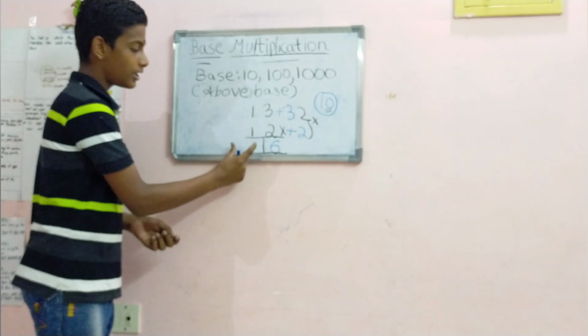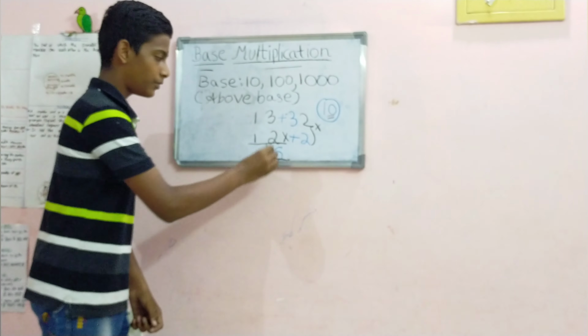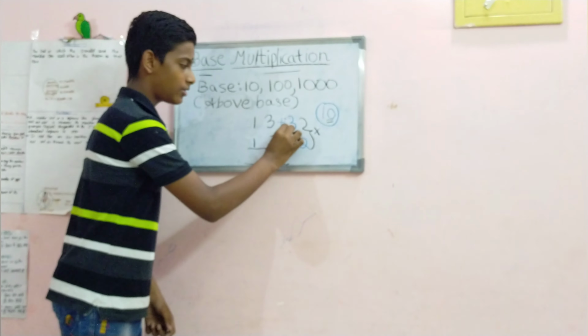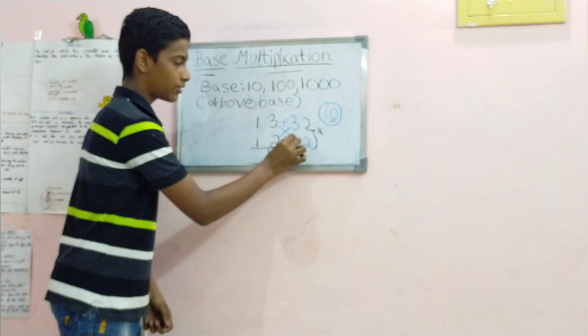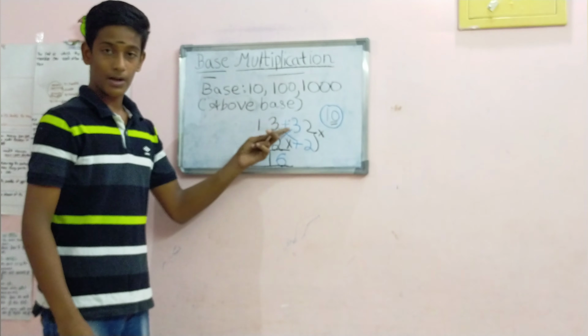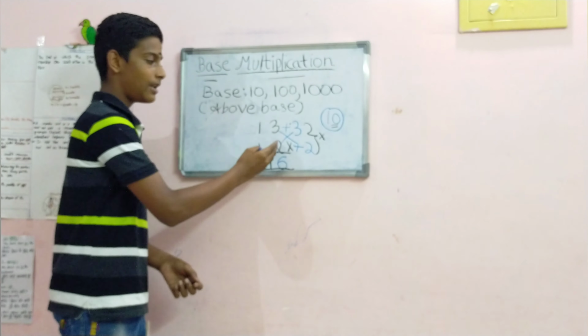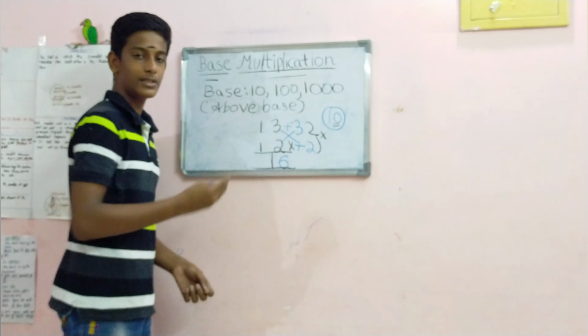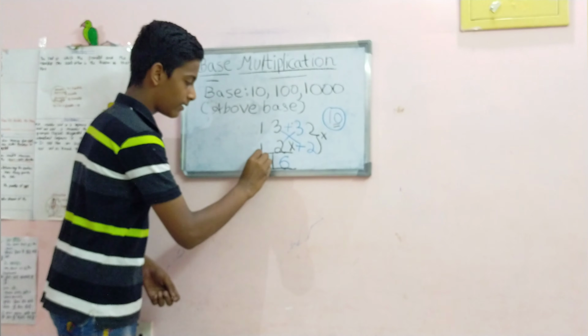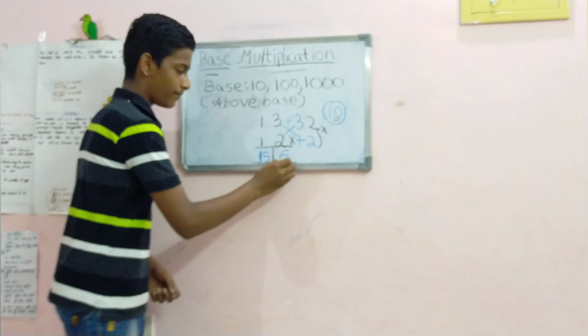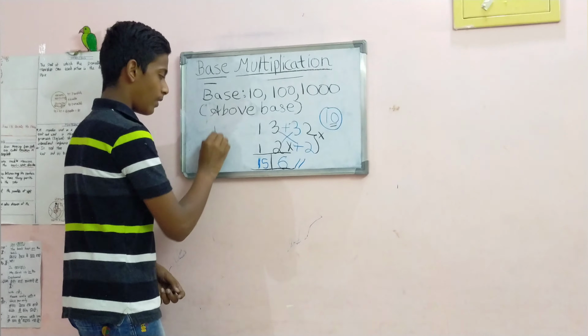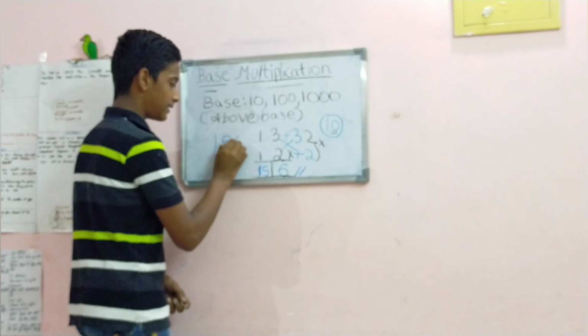For obtaining the first part of the answer, we have to add these two or these two, as both sums give us the same number, that is 12 plus 3 or 13 plus 2 gives us 15. So our answer is 156.